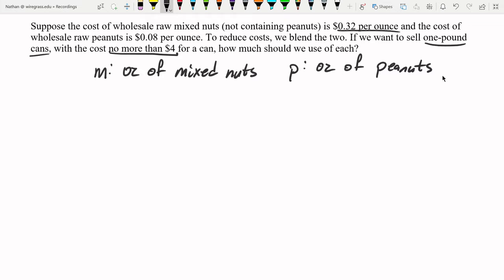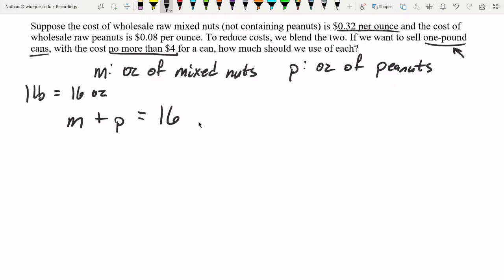Well, if m is the ounces of mixed nuts and p is the ounces of peanuts, and we want to sell 1 pound cans, well, 1 pound is the same thing as 16 ounces. So I'm going to use 16 ounces for our system. If m is the ounces of mixed nuts that we use, and p is the ounces of peanuts, if we combine those two things together, this must equal 16 ounces, because we're trying to sell 1 pound cans. So we want both of them combined to be 16 ounces.